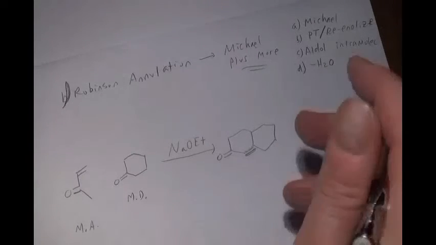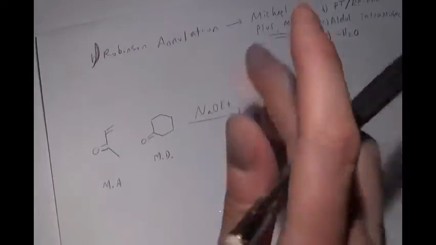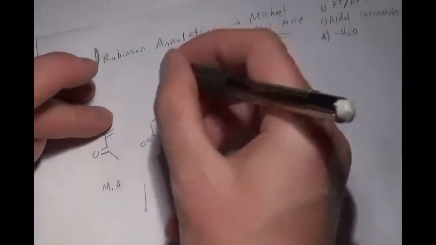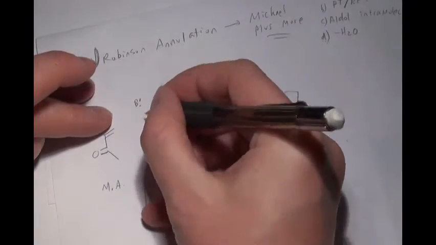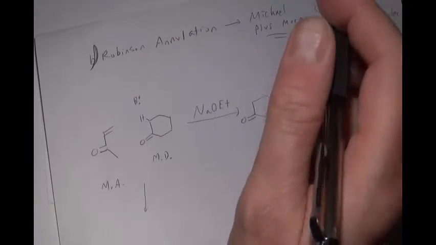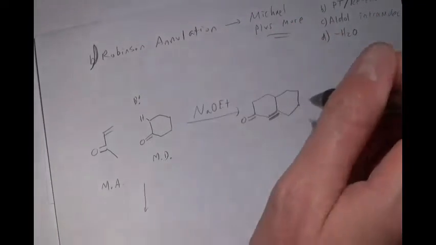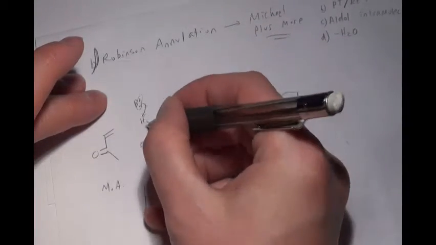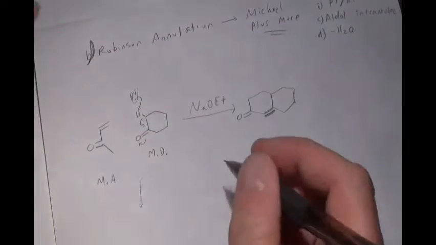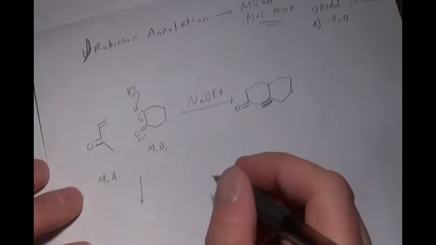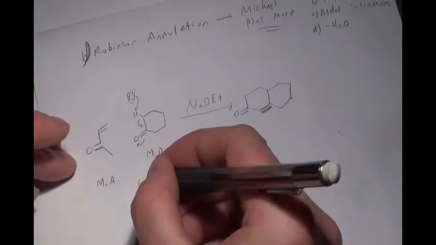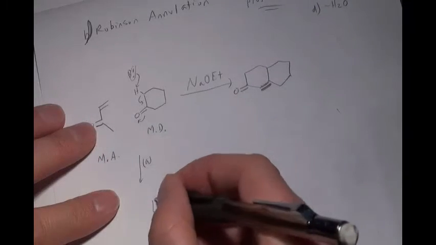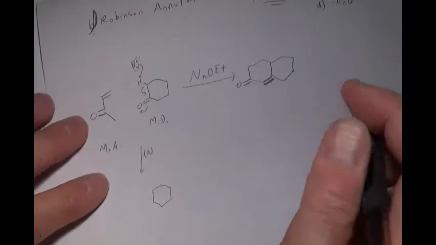Okay, so what's the first thing we're going to do? The Michael. So let's do the Michael. How do we do the Michael? So the base, I'm going to take off this proton. You could do it on either side. For this example, I'm just going to take off that proton. It's going to help me. So what's the base do? It takes off the proton to make a what? And this is step A, right? We're doing the Michael right now, right? So it makes an enolate, right?